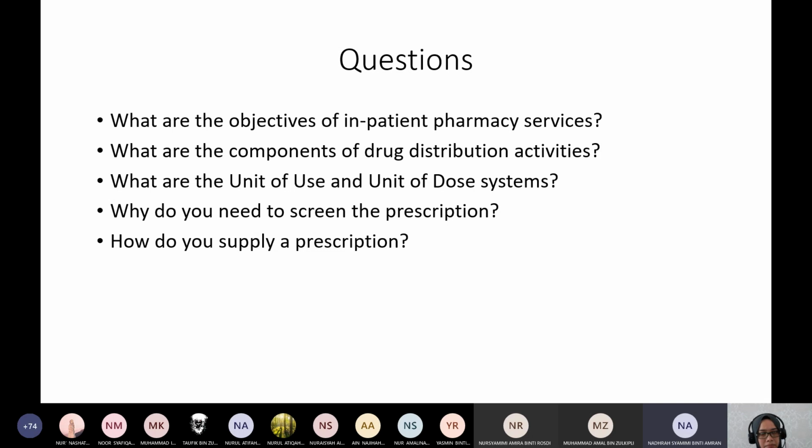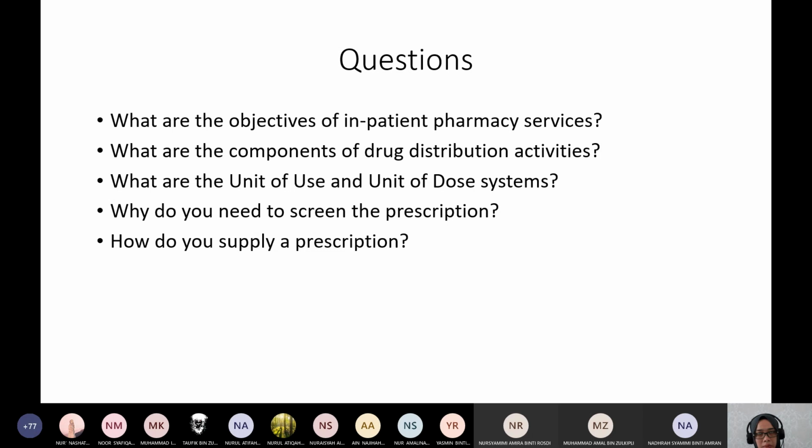Okay, so there are 5 R. Right patient, right dose, right administration, right medication, right frequency. So you need to remember this 5 R. That is very easy whenever you screen a prescription. Why do you need to screen this? Because you want to make sure everything is correct. Because we need to make sure the 5 R. Right patient, right medication, right route of administration, right dosage form, everything.